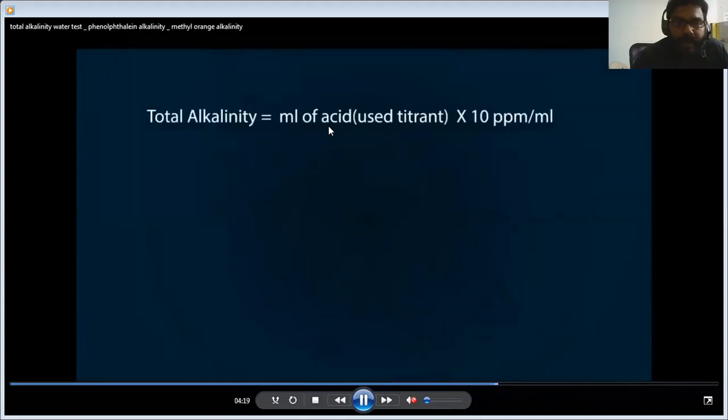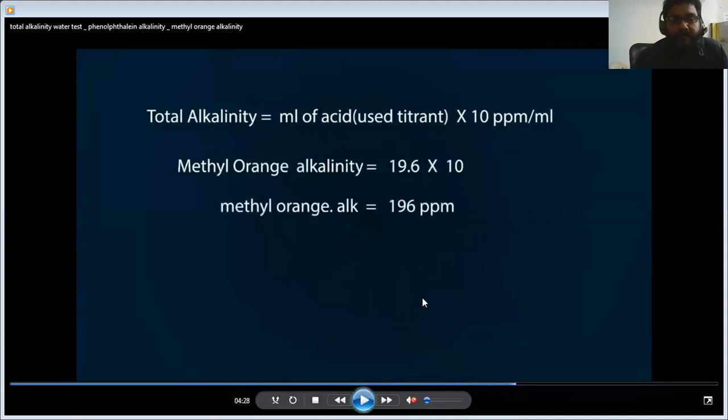What is the ml of use? 19.6 ml acid used. 19.6, right? Into 10. Now the value is 196 ppm. This is called the methyl orange alkalinity. Okay, one is the phenolphthalein alkalinity, another one is methyl orange alkalinity. The main species responsible in water are OH minus, CO3 2 minus, HCO3 minus. These are the main contributors to the alkalinity of water.